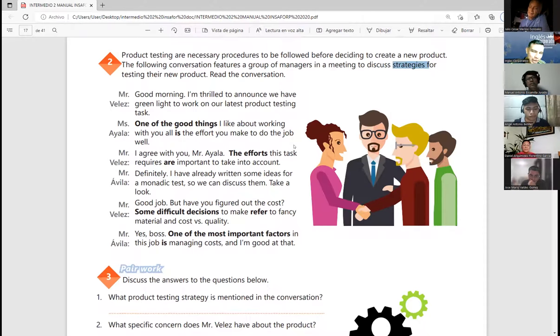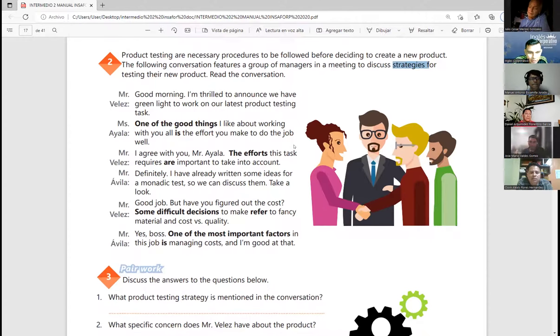All right. Here we have Mr. Vélez. It says, good morning. I'm thrilled to announce we have the green light to work on our latest product testing task. One of the good things I like about working with you all is the effort you make to do the job well. I agree with you, Mr. Ayala. The effort this task requires is important to take into account. Definitely, I have already written some ideas for a monadic test, so we can discuss them. Take a look. Good job.